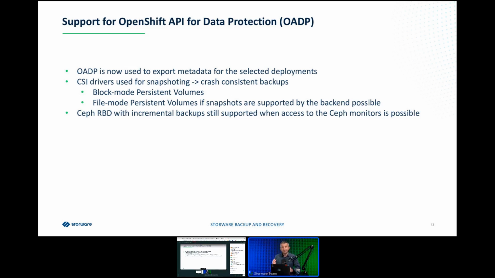So from 5.2, we're officially using OADP and the CSI drivers to make a snapshot for block mode persistent volumes, and for file mode persistent volumes if snapshots are supported by the backend, when it's possible. Of course, Ceph RBD, this is also one of our most favorite storage flavors that we use not only in OpenStack, is also supported.